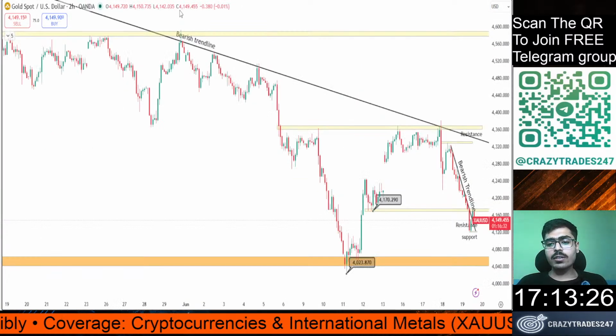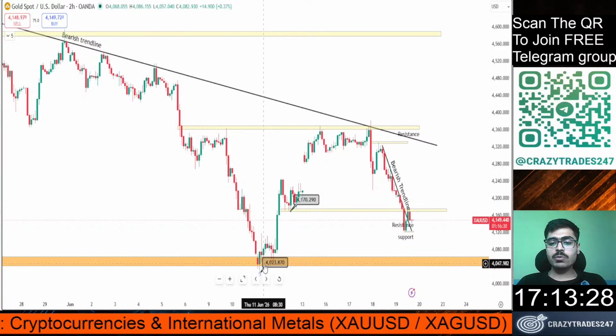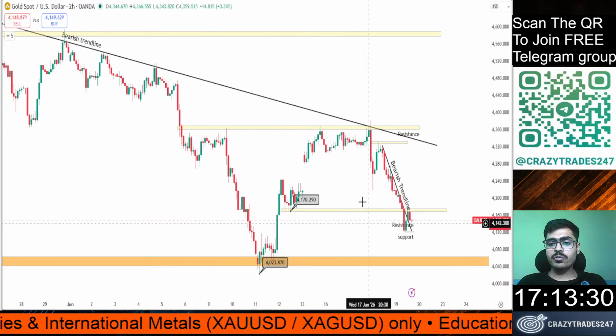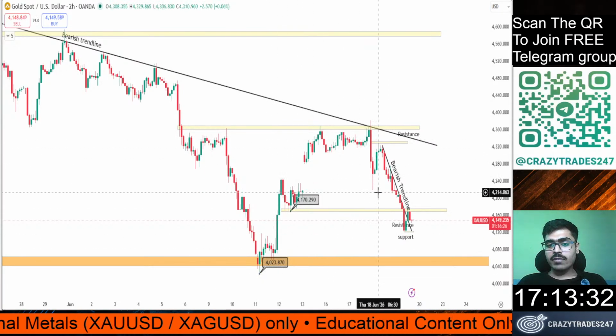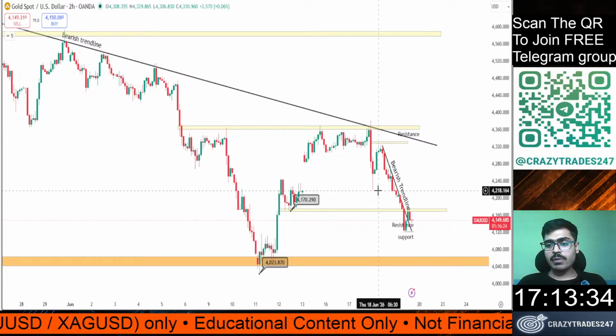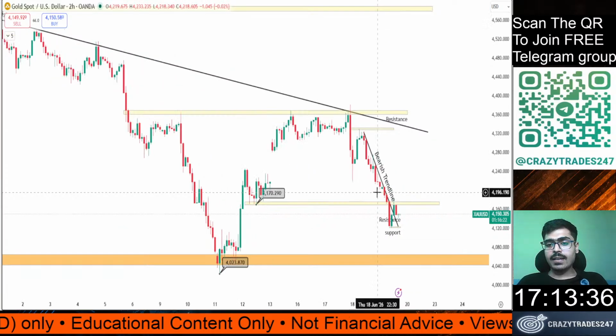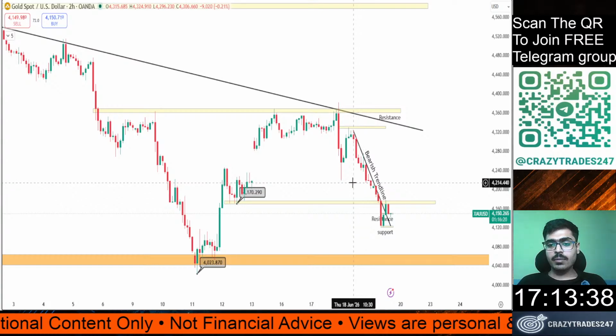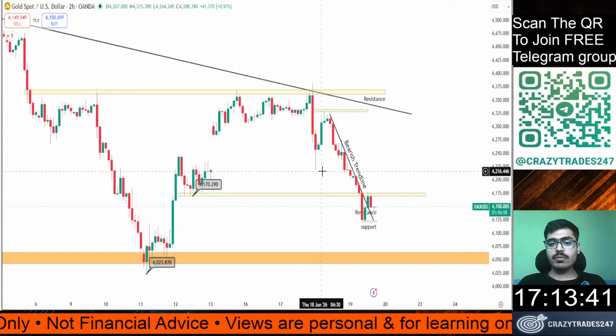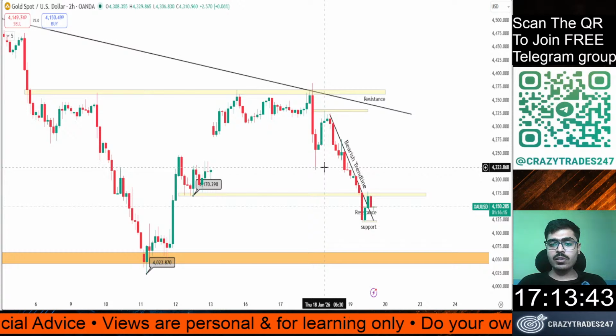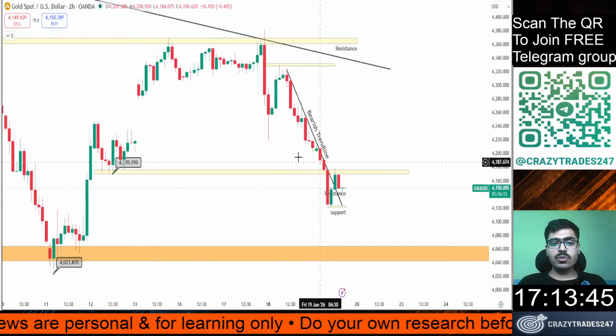I won't say it a long-term trend, but obviously this was a week's worth of up move that was about to get vanished. So this level was 4218, and upon price crossing this level, we were expecting a steep downfall, and that's exactly what we saw.